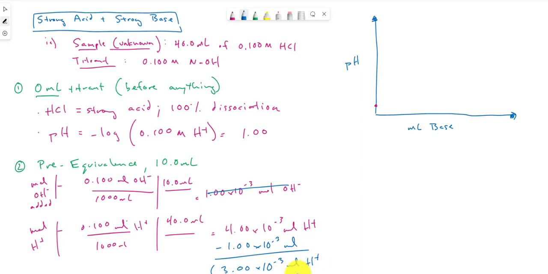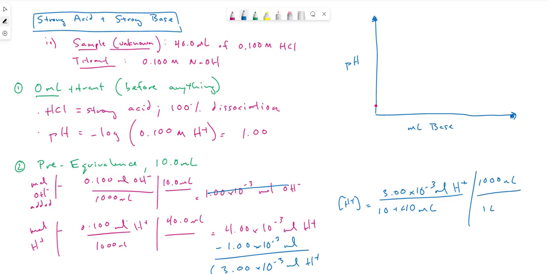So to convert these moles to concentration, we need to divide by the volume. And in this case, it's important to know that you've changed the volume of the system. You started with 40 mils, but now we've added 10 more mils. So the new volume of the system is 50 mils. And so the concentration of H plus at that point is going to be this 3 times 10 to the minus 3 moles of H plus divided by the 10 plus 40 mils. And I'm going to say that's 1,000 mils per liter because molarity is in moles per liter.